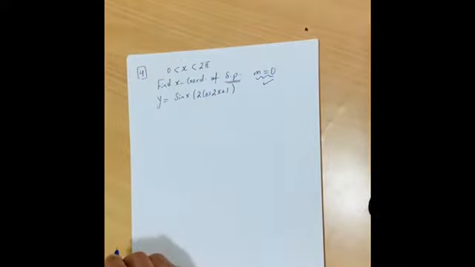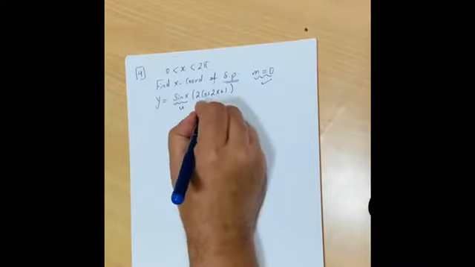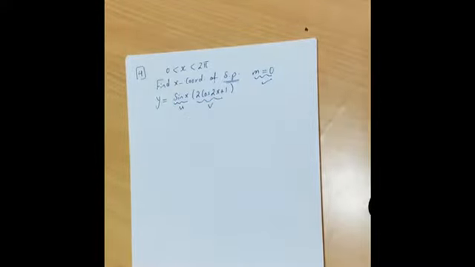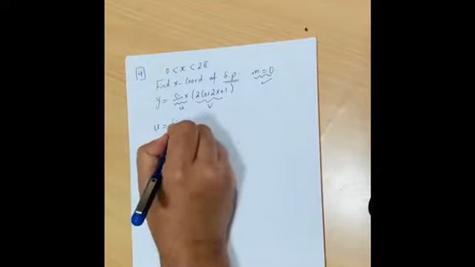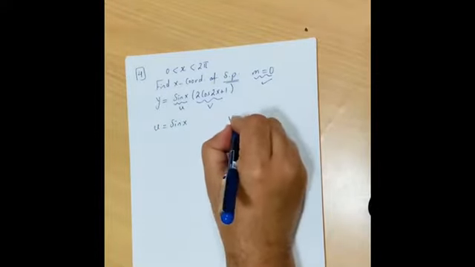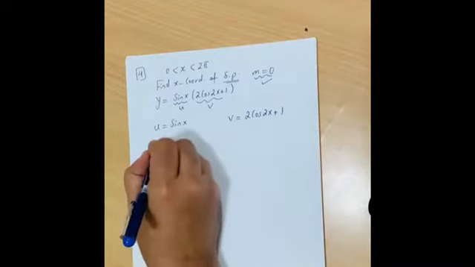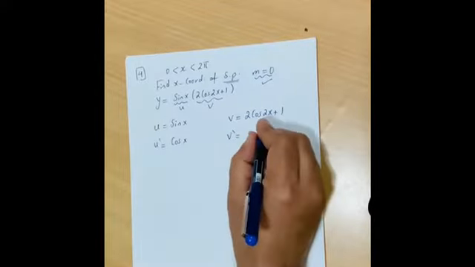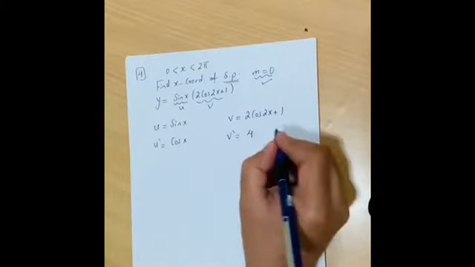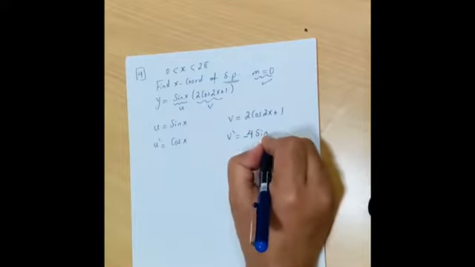What you're supposed to do first is differentiate the function. So this is u and this is v, using the product rule, or you can expand the brackets. For myself, I'll deal with them as a product rule. So u is sine x and v is 2 cosine 2x plus 1. u dash is cosine x and v dash is 2 times 2, which is 4, times negative sine of 2x, so negative 4 sine 2x.